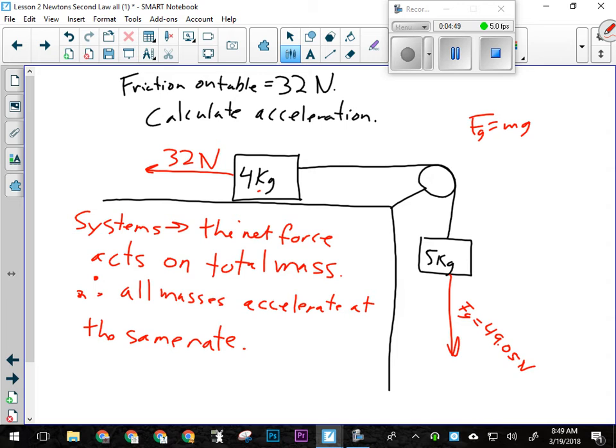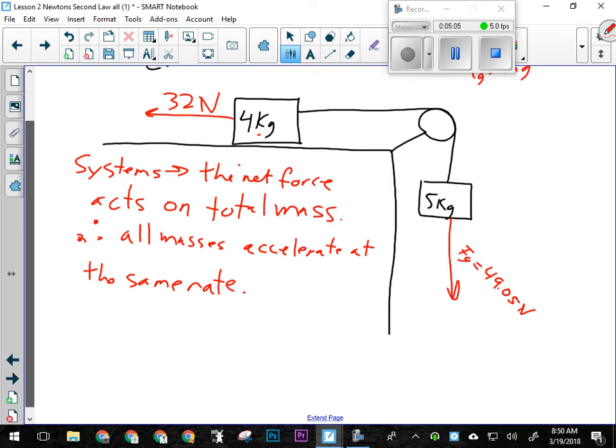Okay? And people would mess up because instead of using 9 kilograms, they would use 4. Okay? Because they would forget that this is a system and that the net force acts on the total mass. All right, so here's what we want to do. If we understand this, that means we can simplify this system to look like this.